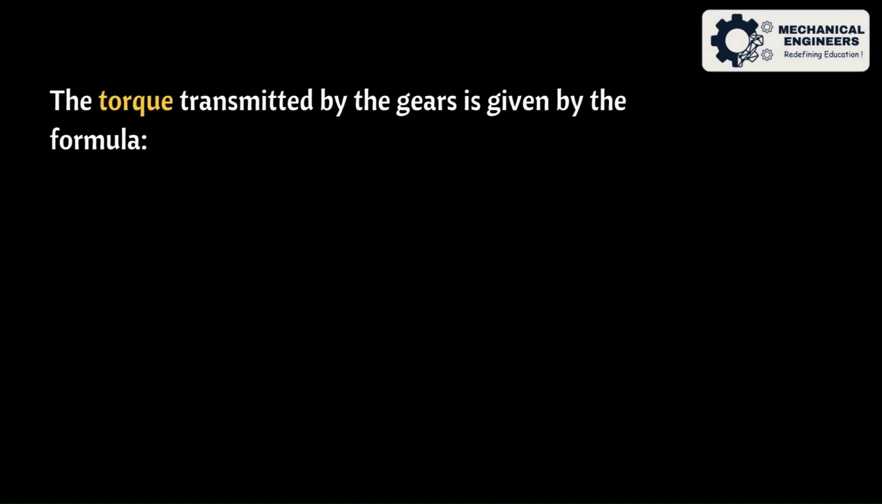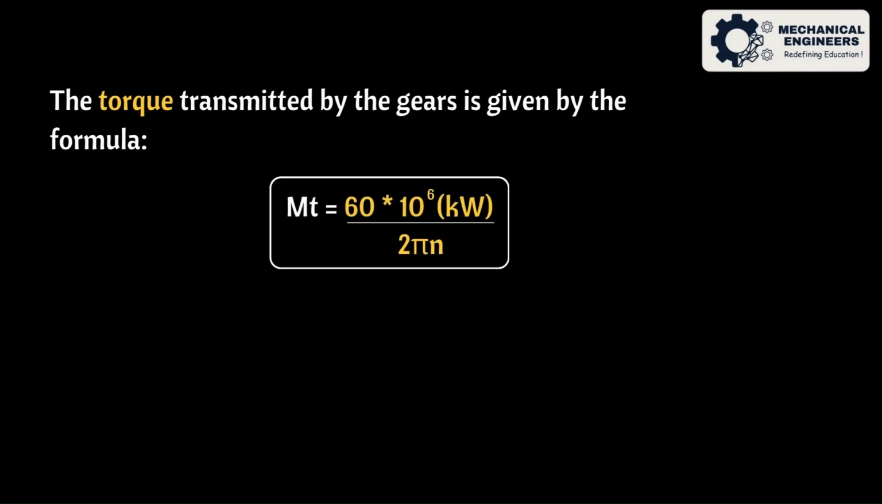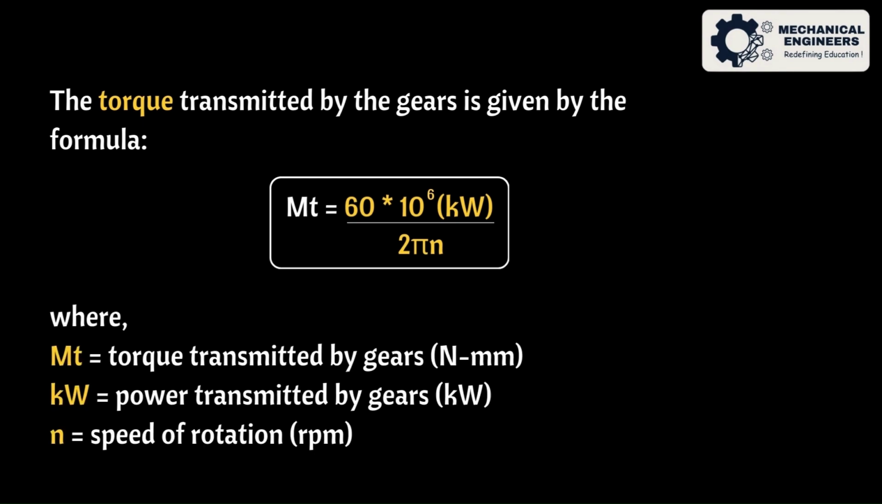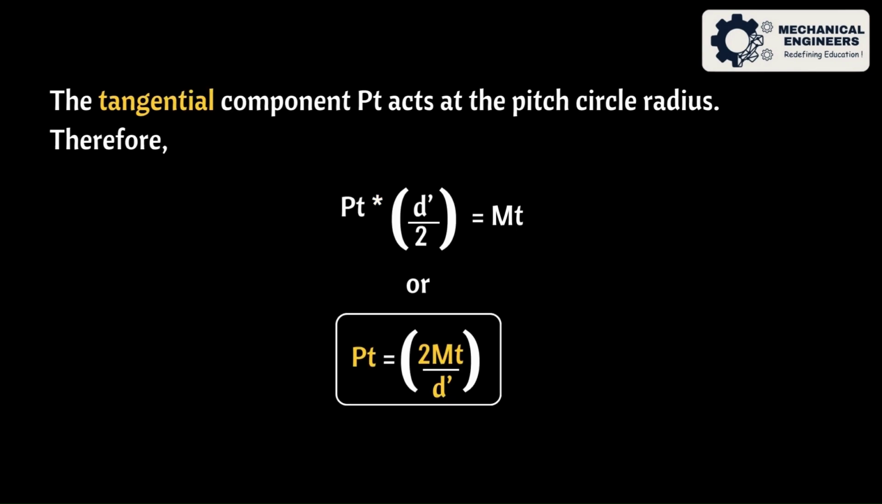The torque transmitted by the gears is given by this formula. Mt is equal to 60 into 10 to the power 6 times kW upon 2 pi N, where Mt equals torque transmitted by gears in Nmm, kW equals power transmitted by gears in kW, and N equals speed of rotation in RPM. The tangential component Pt acts at the pitch circle radius.